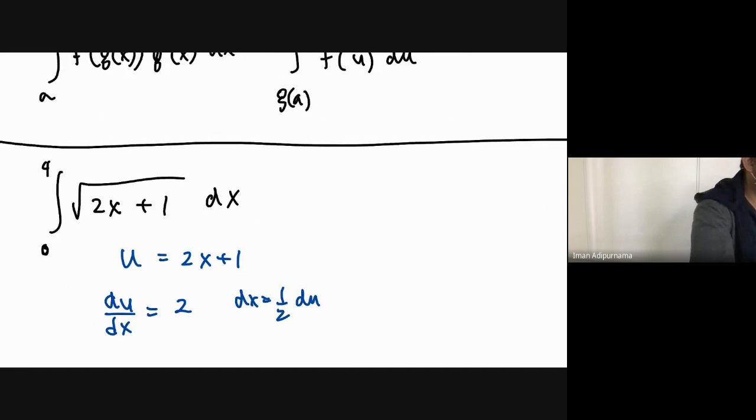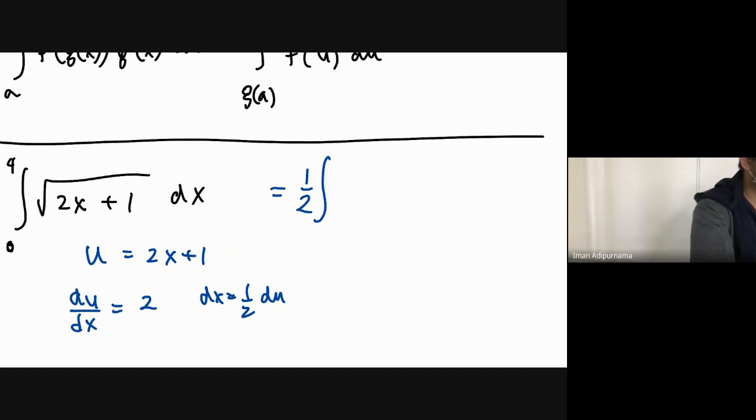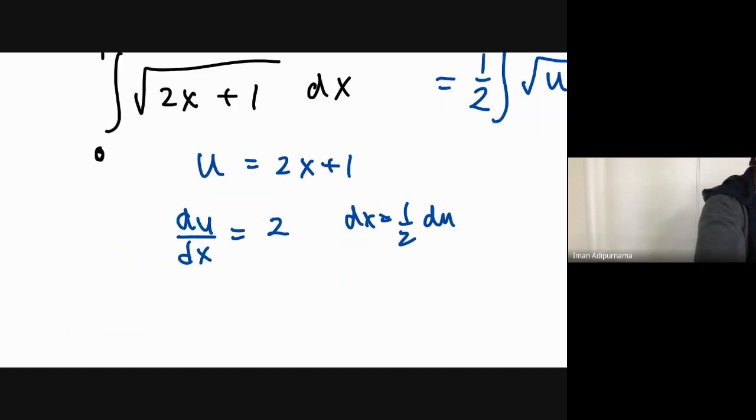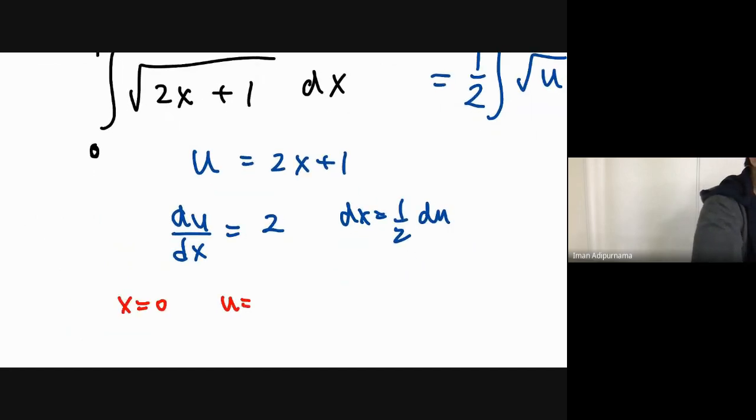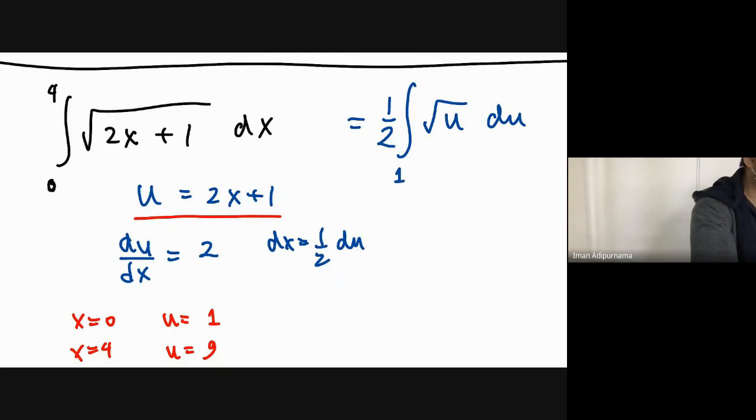So let's try to write that. It becomes half times square root of u du, right? Now, what we also need to write is the interval. Start with when x is 0, u is 1, based on this u substitution. When x is 4, u is 9. So that will be our new interval. So we can write from 1 to 9.